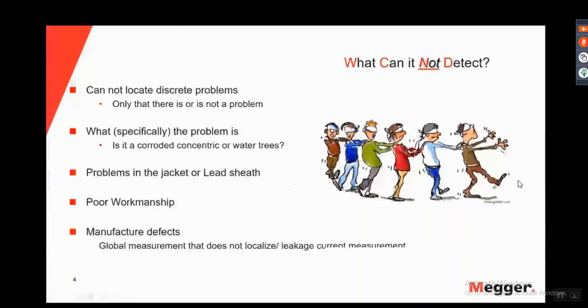What it cannot detect is it cannot locate discrete problems, only that there is or is not a problem. As stated before by my colleague, this is a global assessment. What specifically the problem is, it cannot detect either. Is it a corroded concentric, a water tree, maybe a dirty termination? Problems in the jacket or the lead sheath, poor workmanship, manufacturer defects, it is a global measurement that does not localize. Basically, this is a leakage current measurement. Not basically, but that's part of what it is doing here.